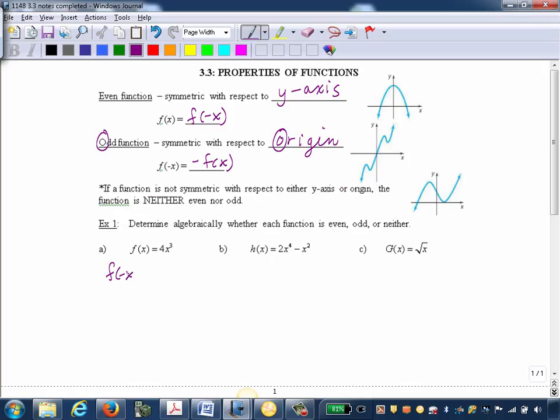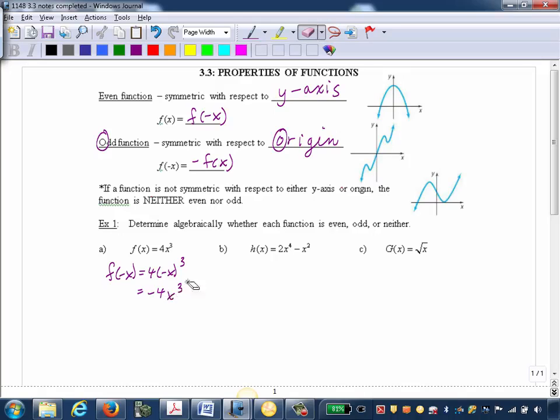So I'm going to substitute a negative x in my function instead of the x. Don't forget to enclose that negative x in parentheses because you're inserting it in that function. So simplifying this, that's going to give us negative 4x cubed. So f of negative x is equal to negative 4x cubed.